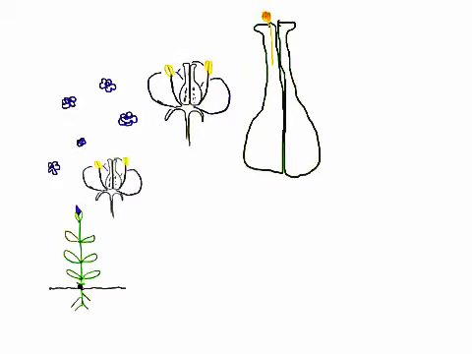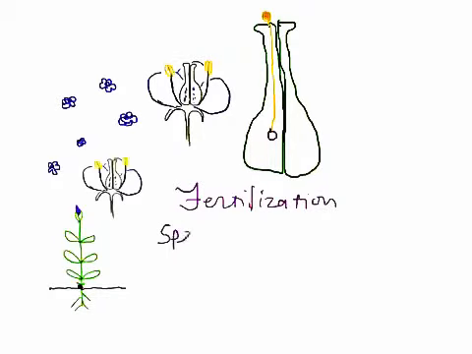So now you have a pollen grain on a stigma, and it grows down, down, down, down. The pollen grows down the style towards the ovules. And then when it gets to an ovule, at that point, it releases its sperm, and the sperm fuses with an egg, and that's called fertilization. That's sperm plus egg.